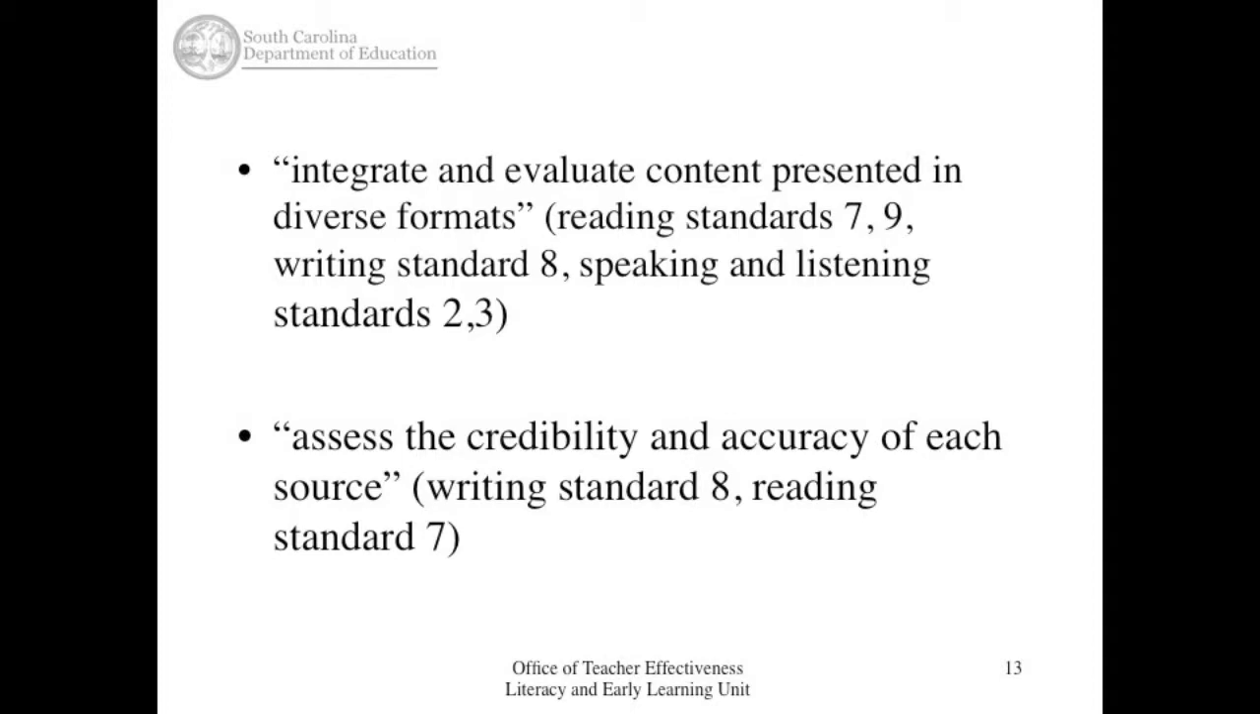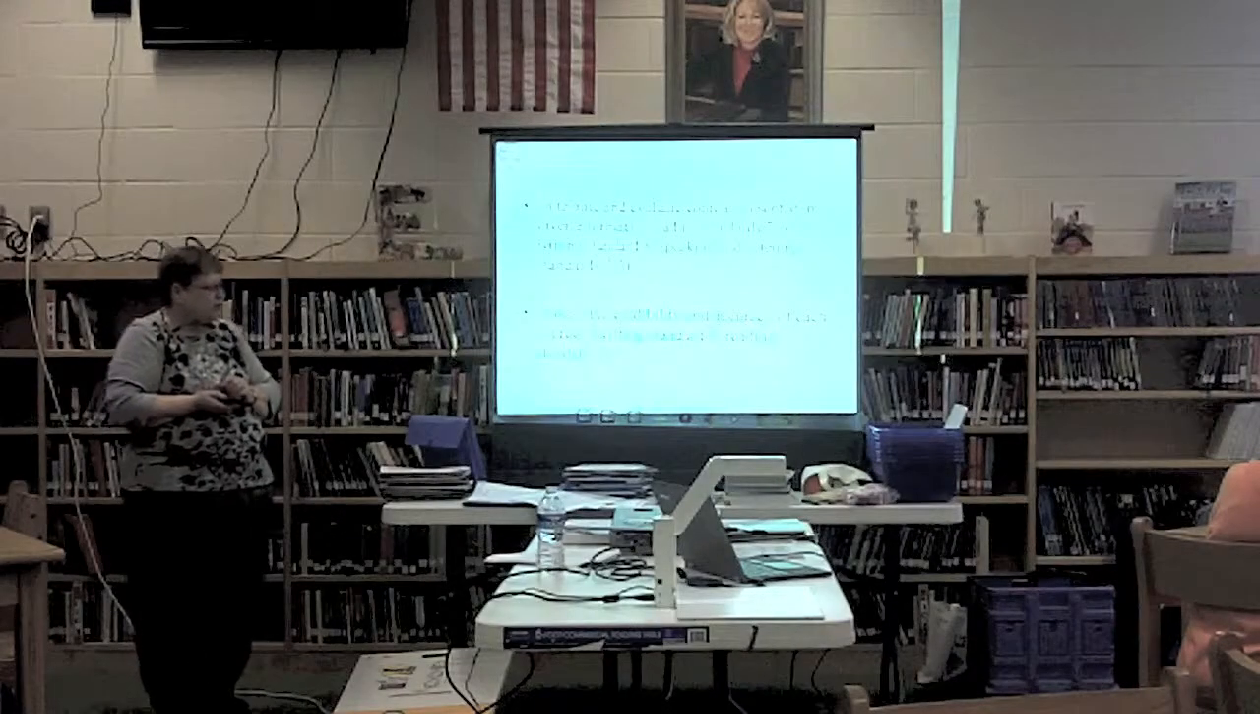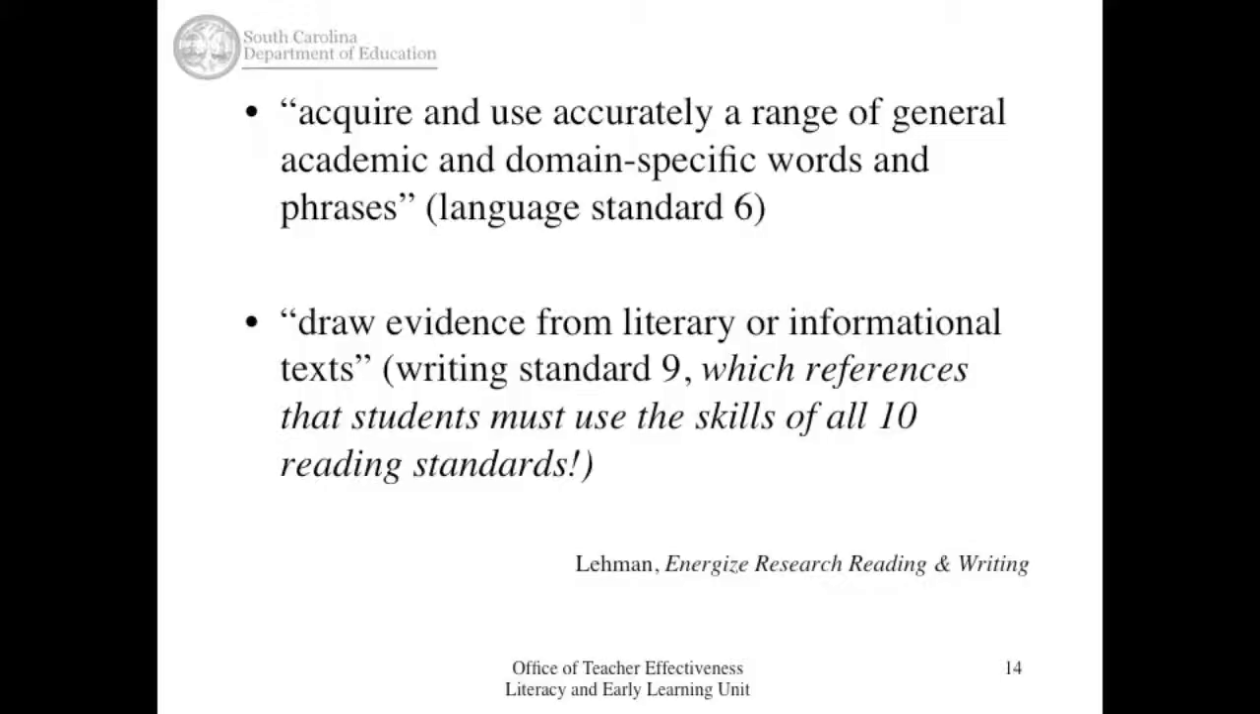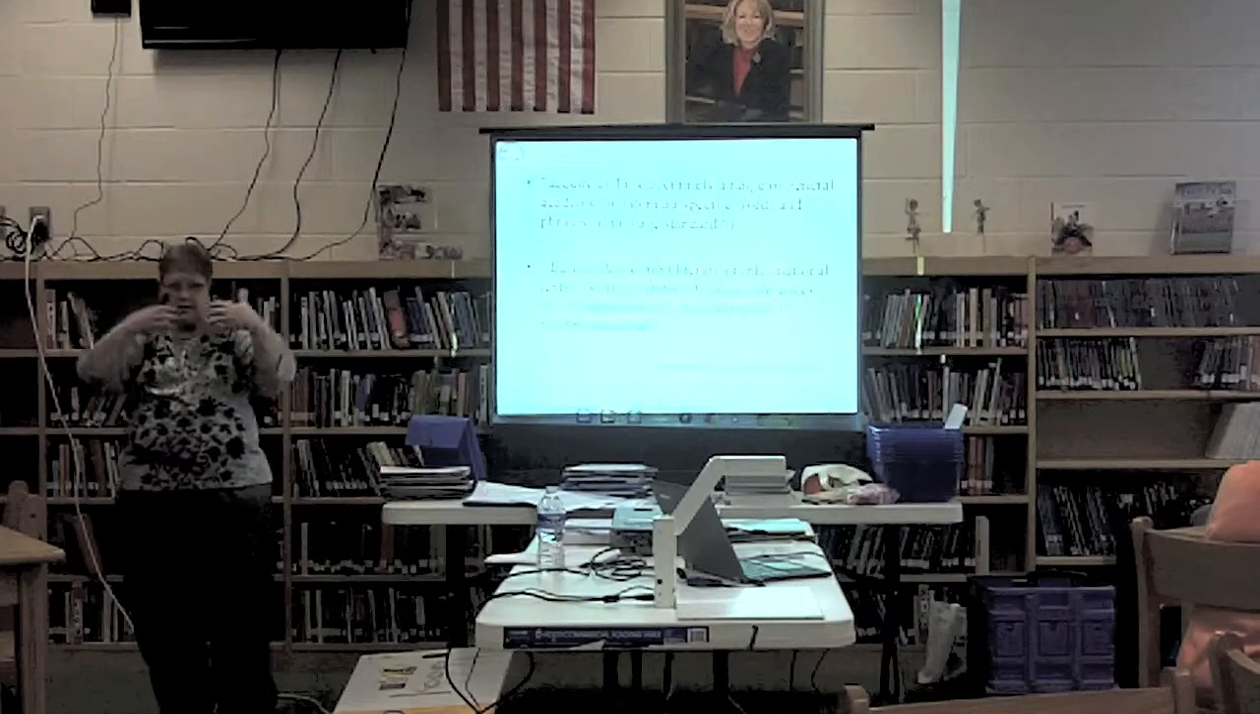That's huge. There's writing standard 8, reading standard 7. They've got to acquire and use accurately a range of general academic and domain-specific words and phrases. Just what we're talking about. That's language standard 6. Draw evidence from literary or informational text. That's writing standard 9, which references that students must use the skills of all 10 reading standards.